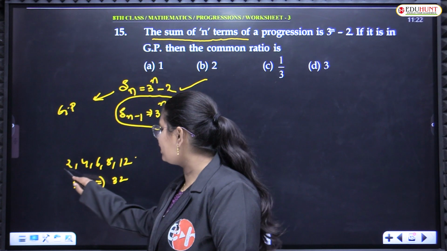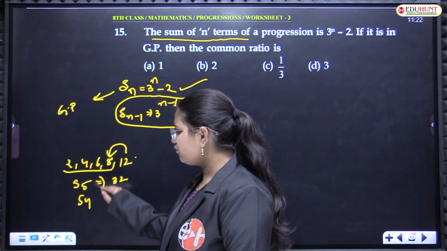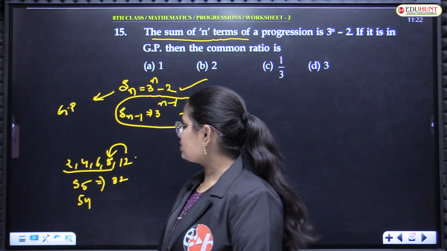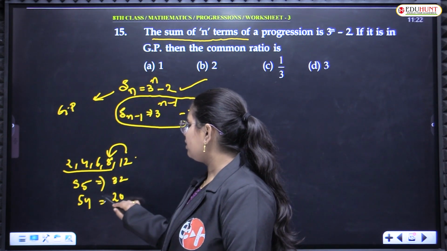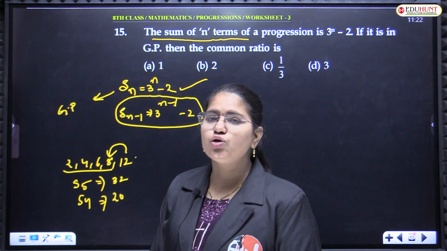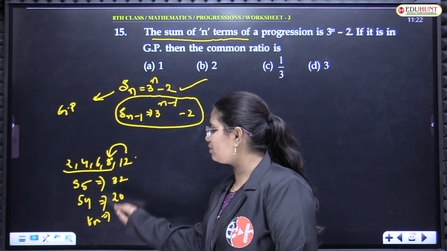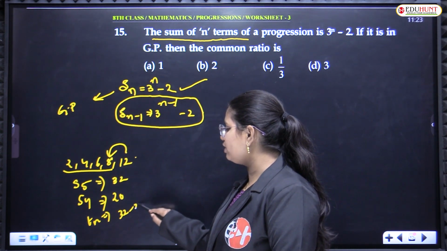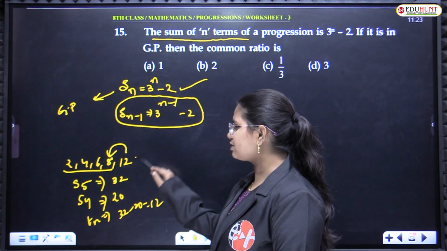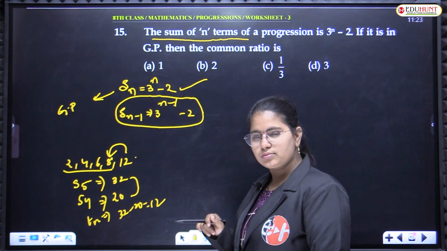If I want to find S4, the preceding one, what is the value of S4? 5 minus 1 is 4 only, no? So 2 plus 4 is 6, 12, 20. Now I need to find out the nth term, the last term of a series. How will I get it? 32 minus 20 is 12 only, no? Observe this example, 32 minus 20 is 12 only, no?